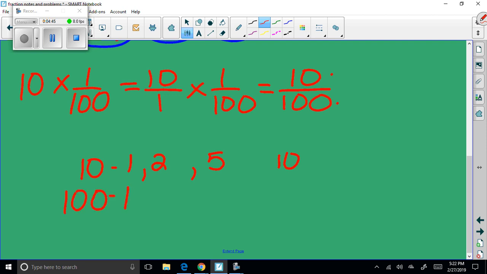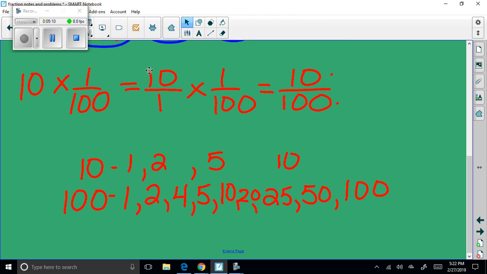But for 100, we have 1 and 100. Because it's even, I know that 2 is going to be a factor. And 2 times 50 gives me 100. 3 does not work. 4 times 25 gives us 100, and then 5 times 20, and then my last number would be 10 times 10. So here are all my factors. What I'm looking for is a common factor between both. I'm looking for the greatest common factor because that's going to give me the smallest reduced fraction.